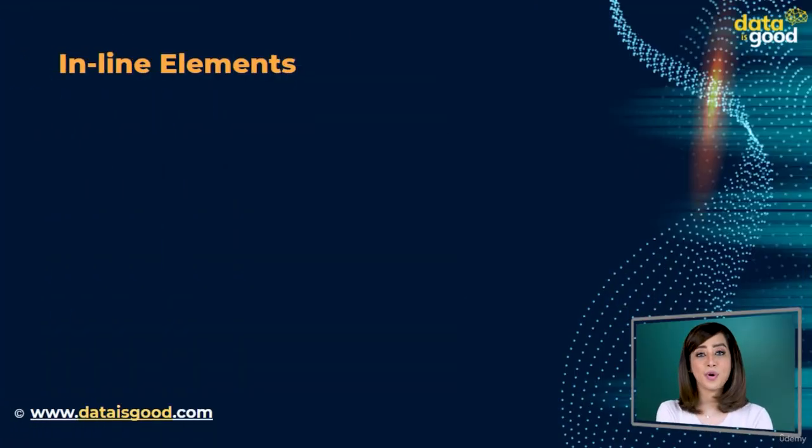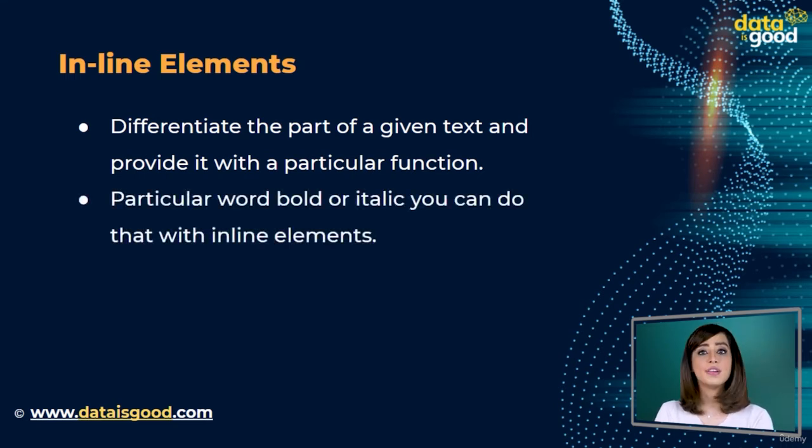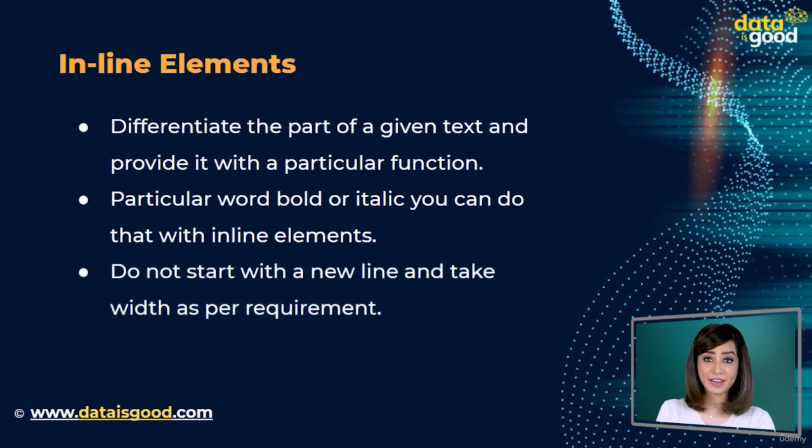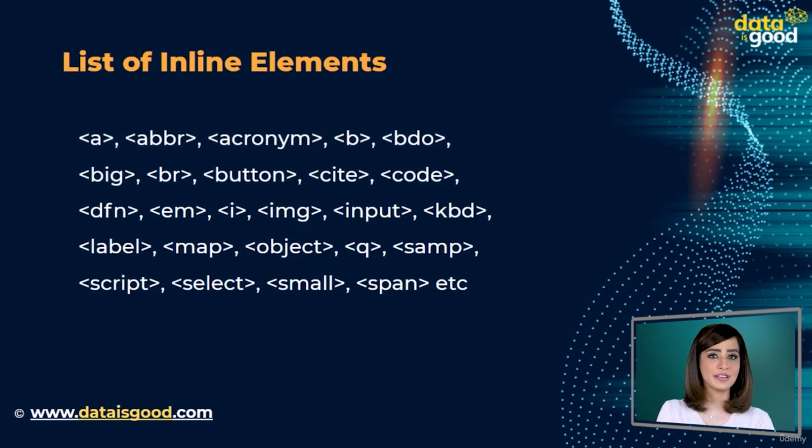Now we'll understand what are inline elements. Inline elements are those elements which differentiate the part of a given text and provide it with a particular function. For example, if you want to make any particular word bold or italic, you can do that with inline elements. These elements do not start with a new line and take width as per requirement. The inline elements are mostly used with other elements. Here's the following list of elements on the screen. Tags such as anchor tag, bold tag, button tag, code tag, image tag, etc. So let's see an example of inline elements.